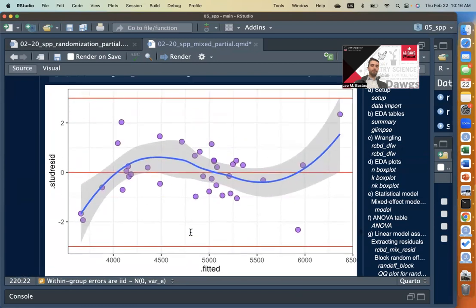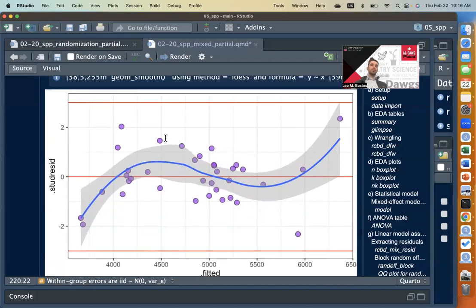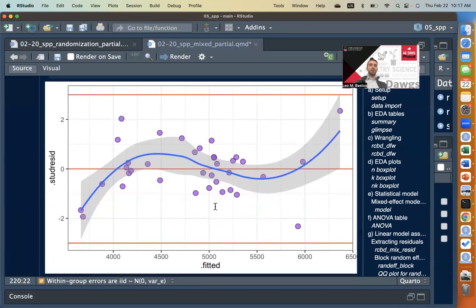So we have to worry if these dots will be above or below those red lines, right? Yeah, so the rule of thumb is to consider an outlier if they are above 3 or below minus 3 on the normalized residual scale. In this case, we normalize using the studentized residual. So that would be when we consider outliers.